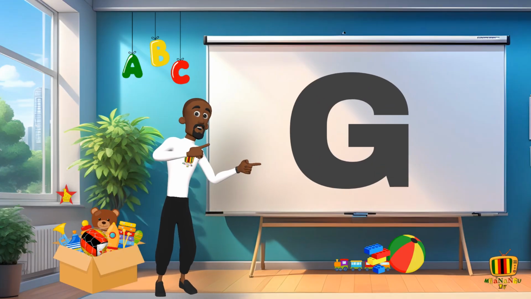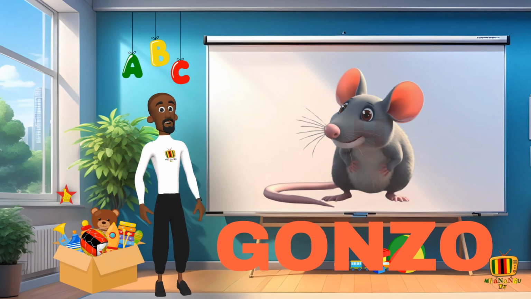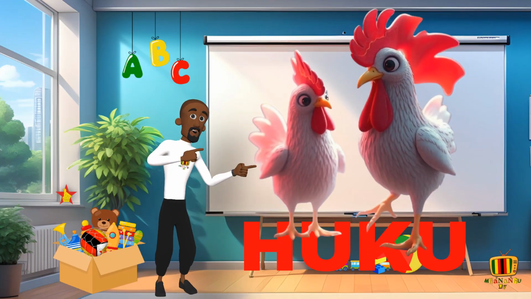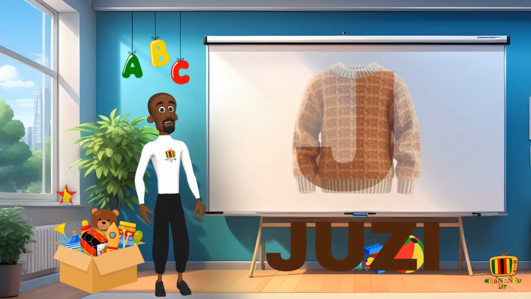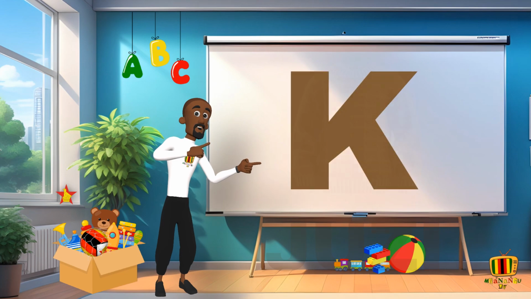G is for gonzo, rat. H is for huku, hen. I is for imba, house. J is for juicy, jersey. K is for kamba, tortoise.